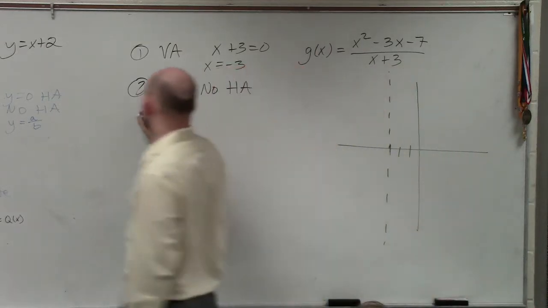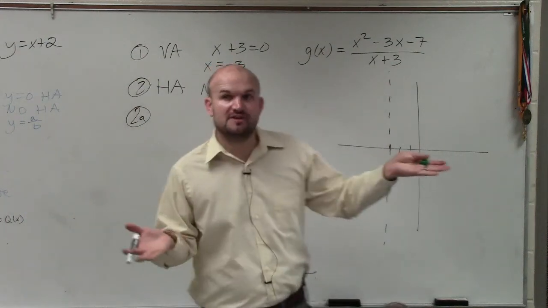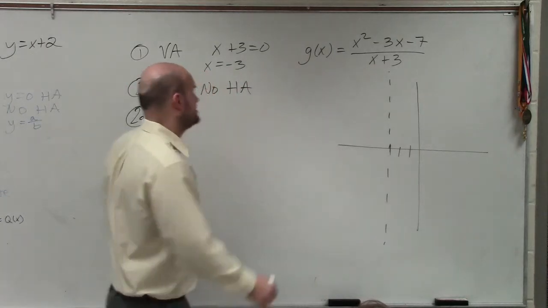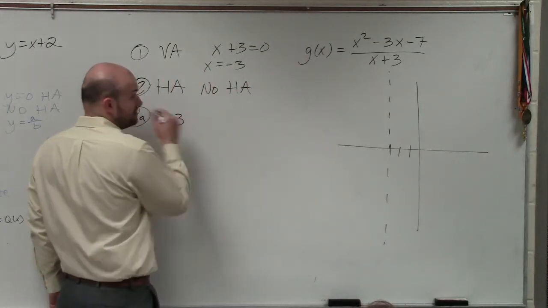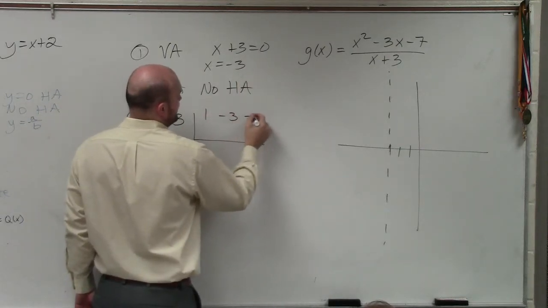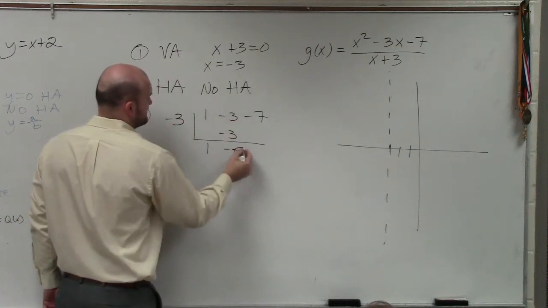So to do that, which is 2a, what you're going to do is you're going to do division. You could use long division or synthetic division. However, since my divisor is linear, I'm going to use synthetic division. So I'm going to use the 0 of the divisor. So it's 1, negative 3, negative 7. Bring down the 1. 1 times negative 3 is negative 3, negative 6.